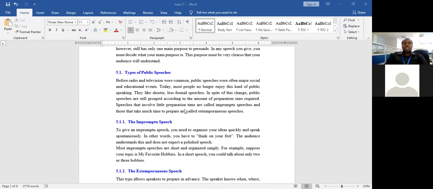In spite of these changes, public speeches are still grouped according to the amount of preparation and the amount of time required, and so on and so forth. For example, there are some speeches that require a whole week to prepare.